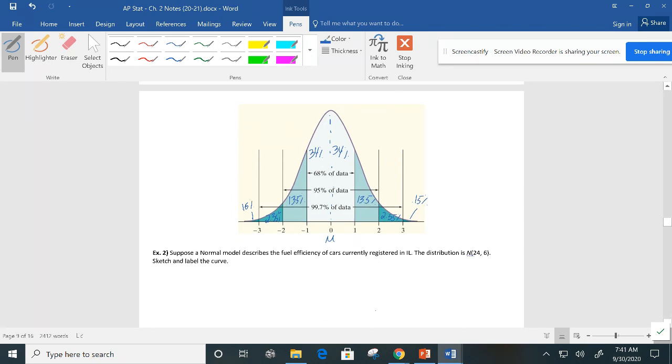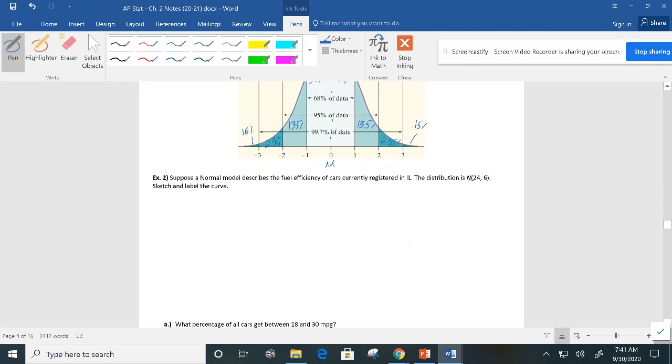So let's draw in a normal curve for the fuel efficiency of cars currently registered in Illinois. The distribution, here's our notation, is normally distributed with a mean of 24 and a standard deviation of 6. When drawing our normal curve, we'll draw in a number line. There's my normal curve. I'm not the greatest normal curve drawer. We start by drawing in the mean, which would be at 24, and then we count up by the standard deviation and down by the standard deviation, whatever that value is. In this case, it's going up by 6 each time, or down by 6 each time.